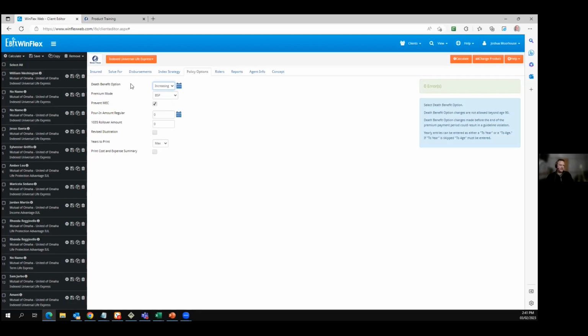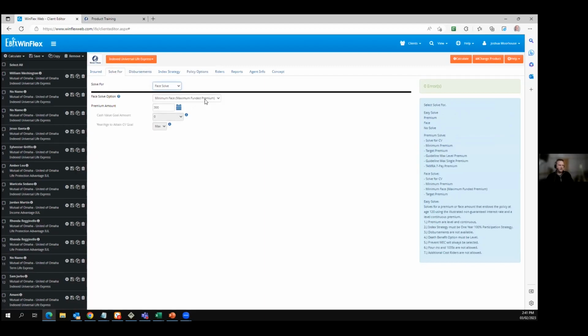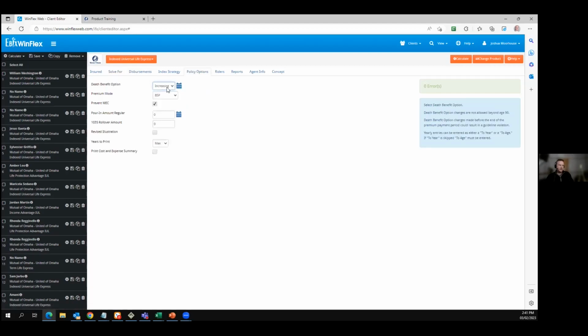So that's the main things we would want to do when trying to increase cash value as much as possible. You're doing a solve for minimum face, maximum funded premium, putting in your premium, and then you're doing an increasing death benefit.